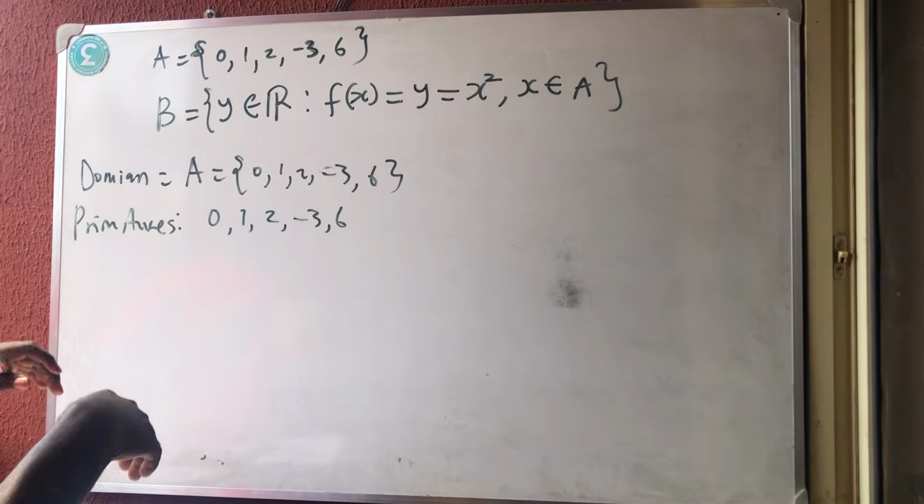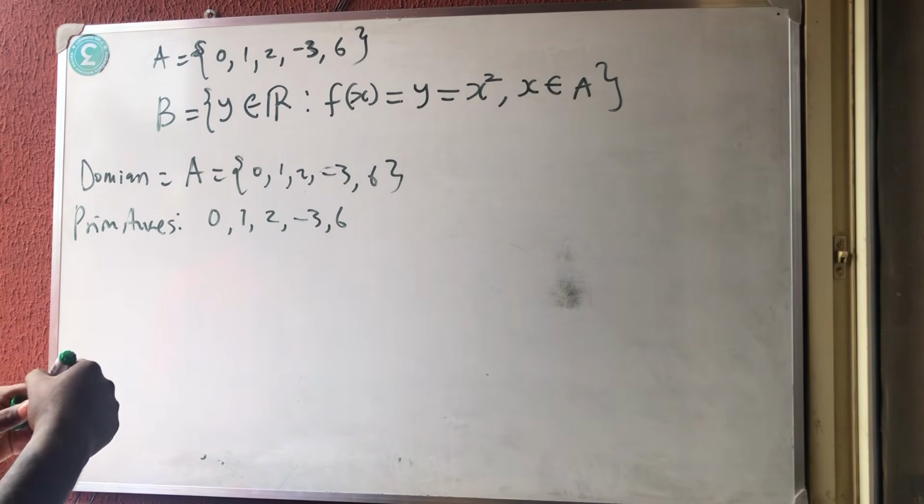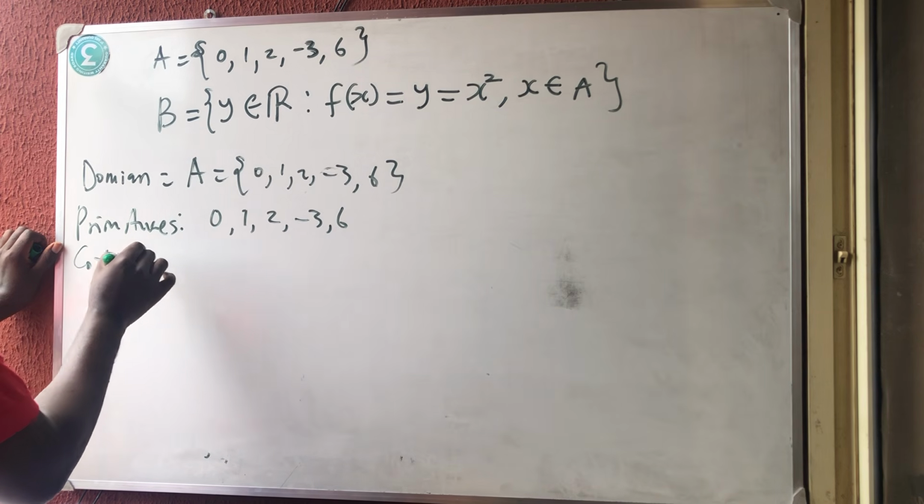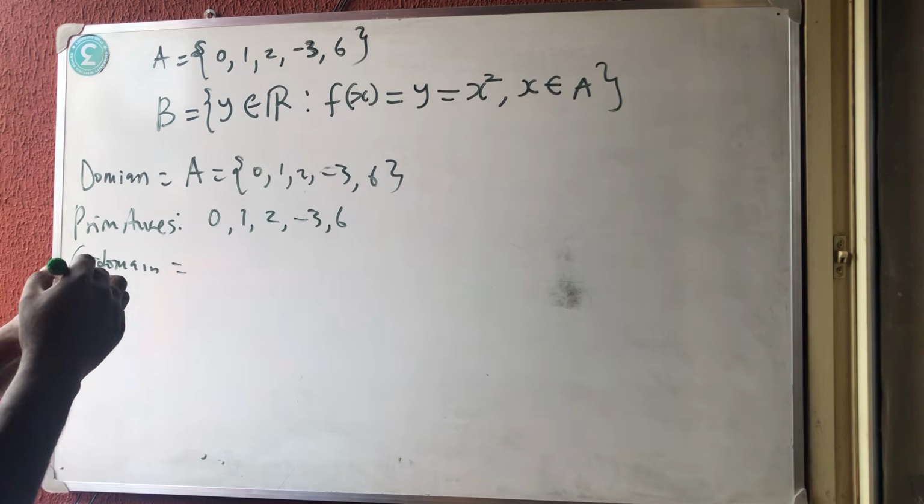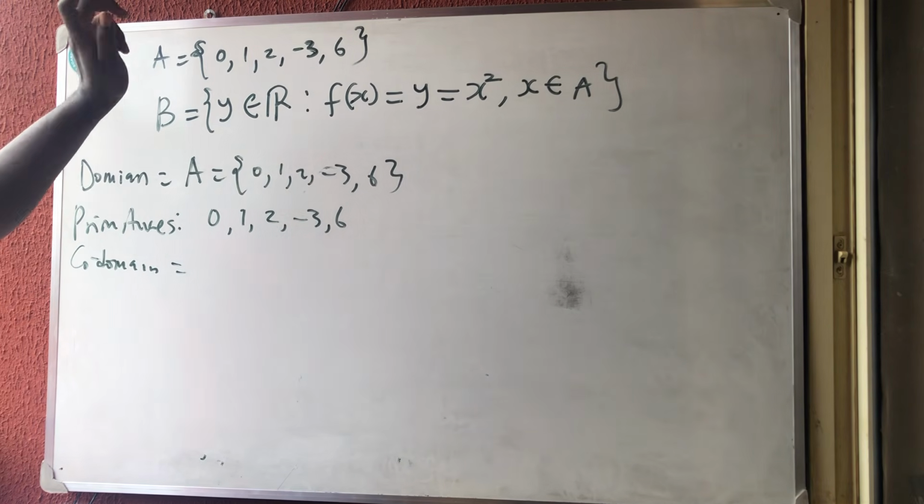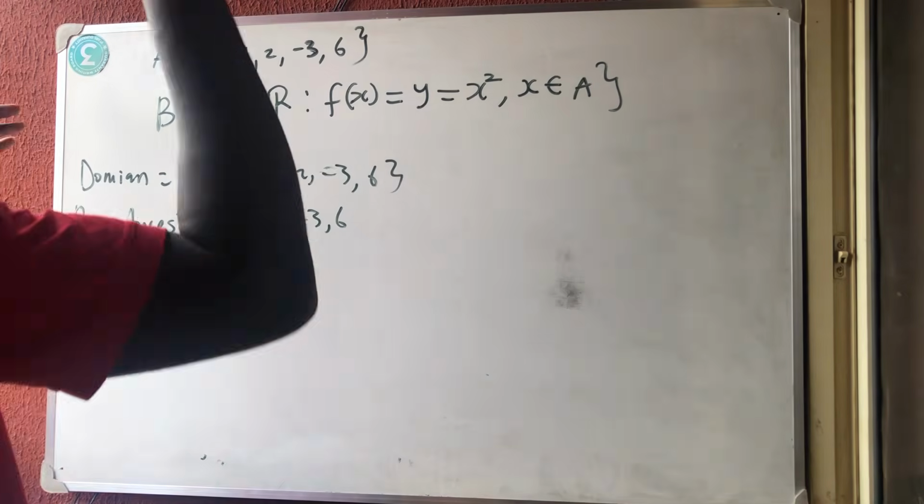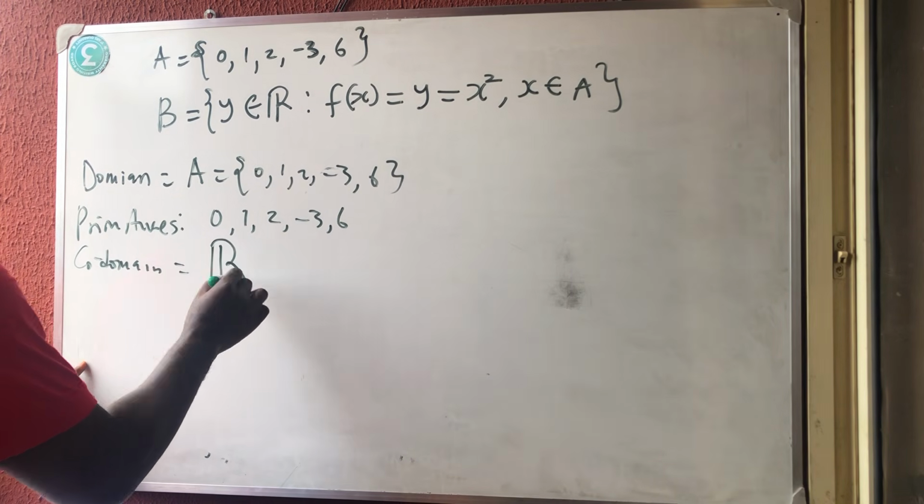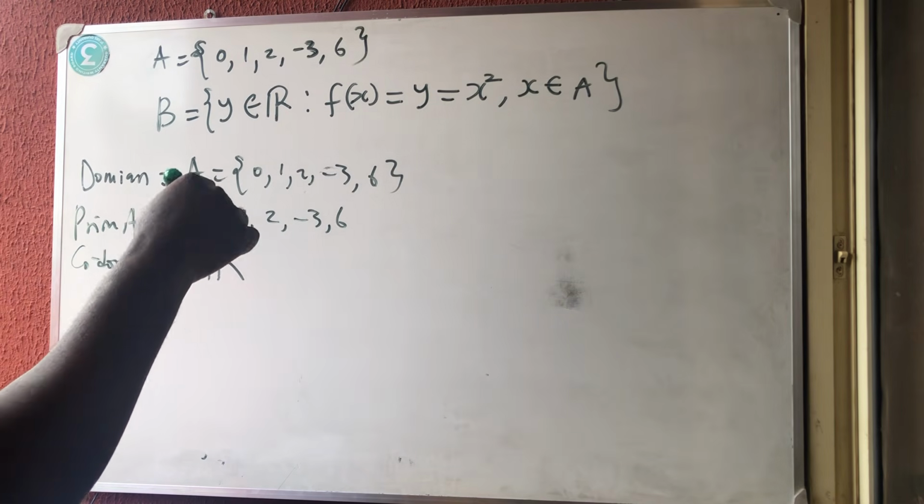So the next one now is the range. Let's get the range and the codomain. Now the codomain is the possibility of things you can get. They said that y is an element of real numbers, so anything I'm getting is a real number. The collection of everything I think I can get is the real numbers. So the codomain here is the real numbers.